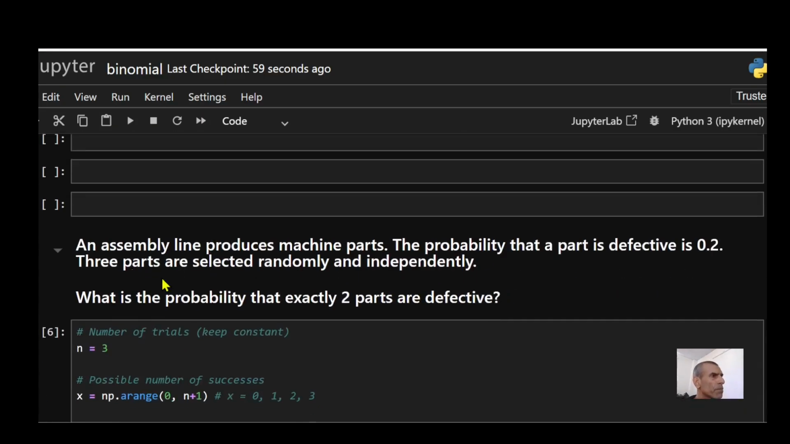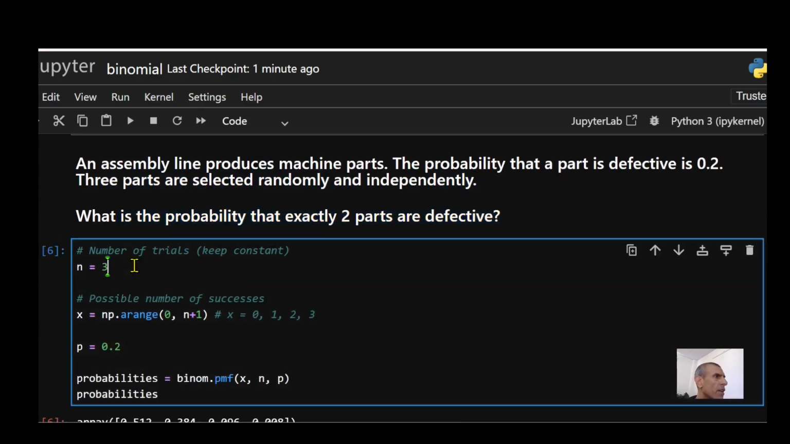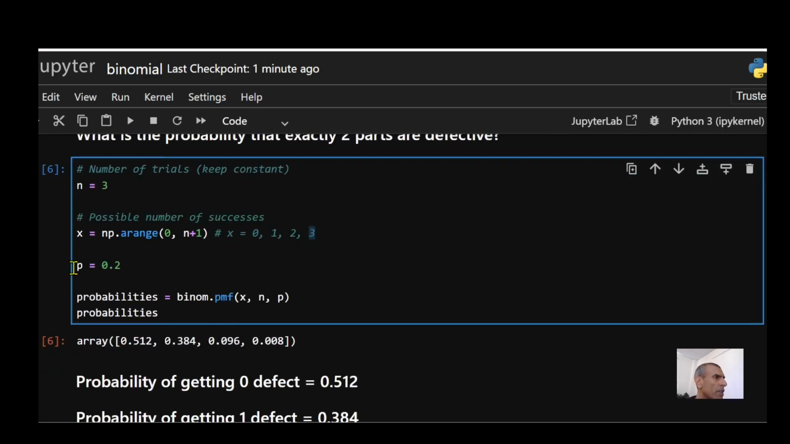Okay, now let's say we have a different question. An assembly line produces machine parts, and the probability that a part is defective is, let's say, 20%. Now 3 parts are selected randomly and independent of each other. What is the probability that exactly 2 parts are defective? Well, in this case, my number of trials is 3 because I'm selecting 3 parts. My successes are going to be 0, 1, 2, 3. I can have 0 successes, 1, 2, or 3 successes. 3 successes means that all 3 parts are defective. In this case, p equals 0.2, and I calculate my probability right here.